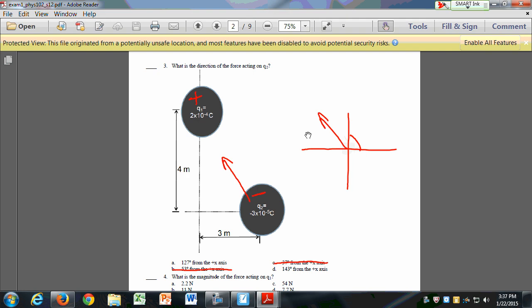Now if I want to know this angle, theta is the inverse tan of what? 4 over 3. Is that right? That is right. Opposite over adjacent. I'm looking at a triangle that has a side opposite 4 over adjacent side 3. That's 53 degrees. And so what's going to be the right answer?